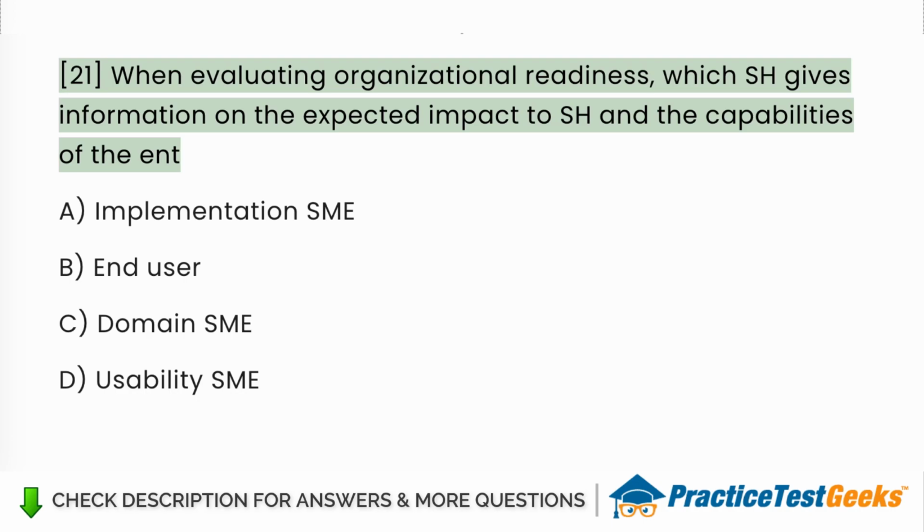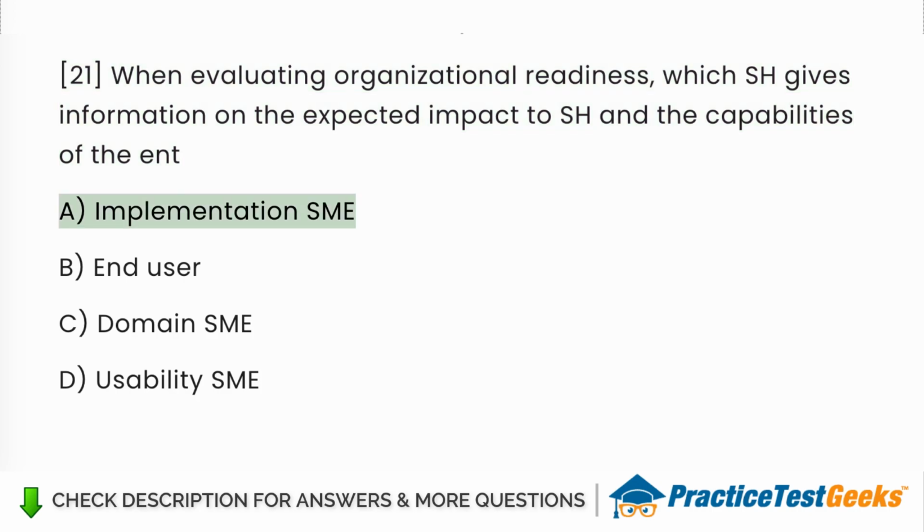When evaluating organizational readiness, which stakeholder gives information on the expected impact to stakeholders and the capabilities of the enterprise? A. Implementation SME. B. End user. C. Domain SME. D. Usability SME.